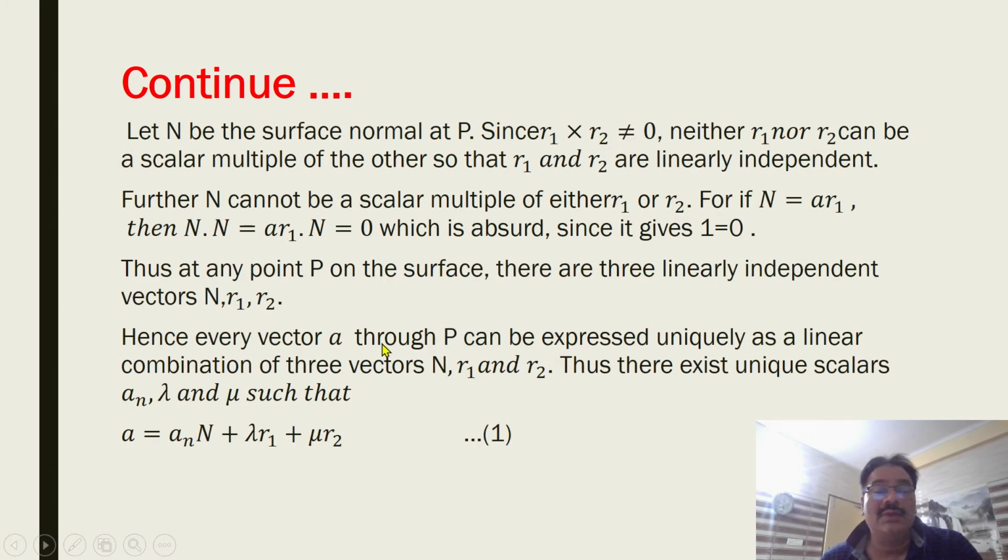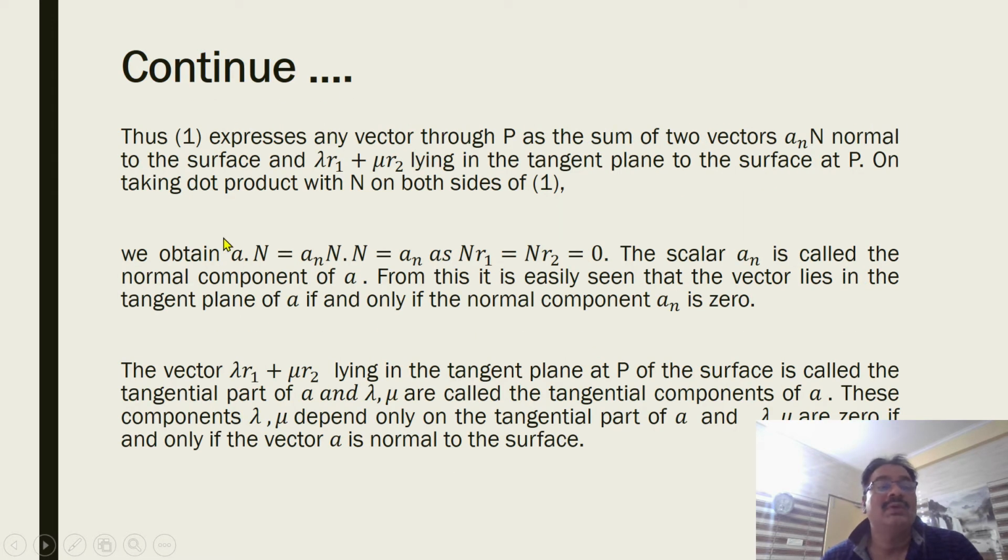Hence every vector A through P can be expressed uniquely as a linear combination of the three vectors N, r1 and r2. Thus, there exist unique scalars a_n, lambda and mu such that A is equal to a_n N plus lambda r1 plus mu r2, that is equation number 1. Therefore, one expresses any vector through P as the sum of two vectors: a_n N normal to the surface, and lambda r1 plus mu r2 lying in the tangent plane to the surface at P.